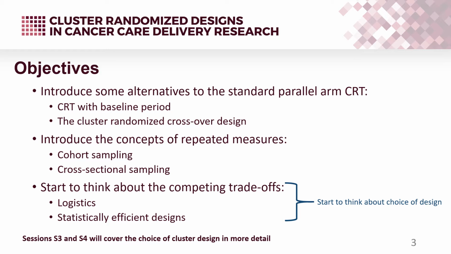Because of the longitudinal nature of these extensions, this also means that we need to think about the concepts of repeated measures. And so we'll think about adopting what we call cohort sampling and also cross-sectional sampling. And then we're going to start to think about the competing trade-offs between how logistically feasible these types of study designs are, and statistical efficiency. And then we'll start to think about the choice of design. But sessions 3 and 4 will cover the choice of cluster design in more detail, and this session will really just outline the options for the different types of study designs.